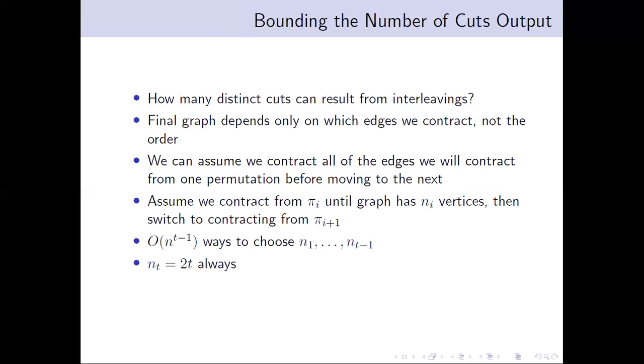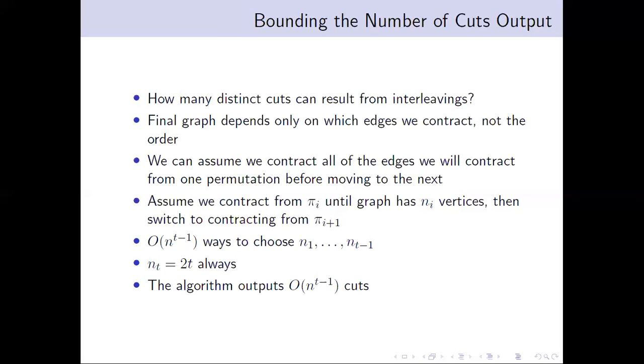And there are only t minus 1 of them, because once we're contracting from the cost function pi t, we have to keep going until we get down to 2t vertices. So there are only O of n to the t minus 1 ways to choose interleavings that could possibly result in distinct cuts.